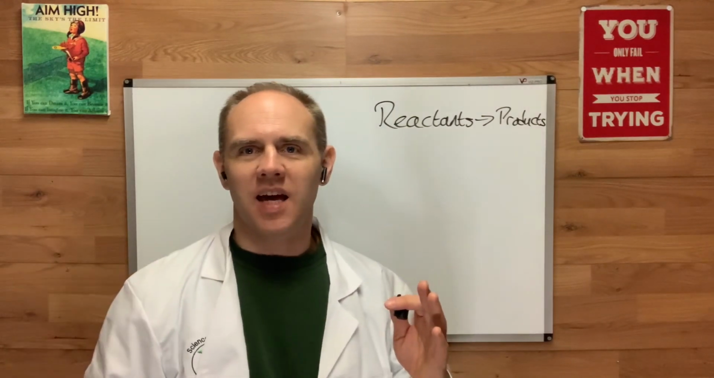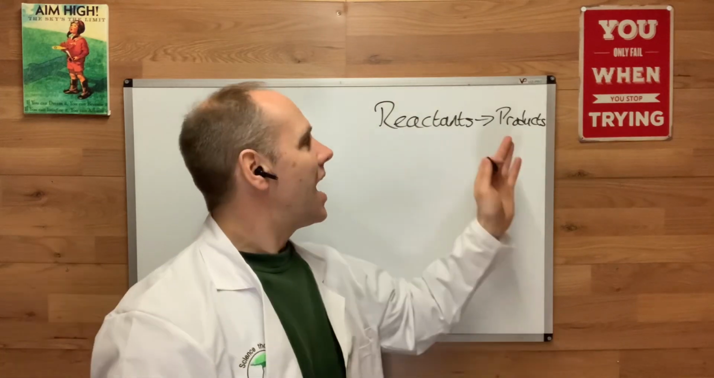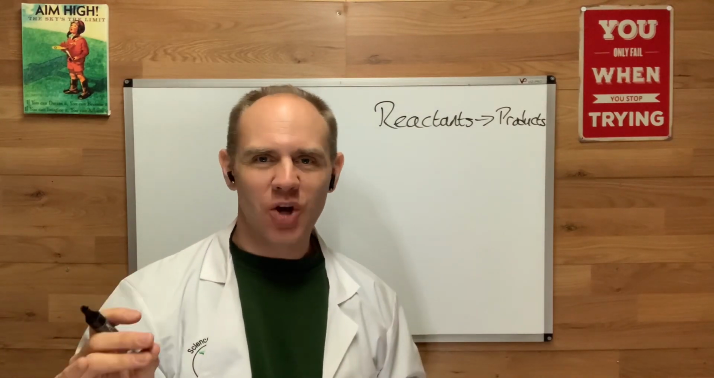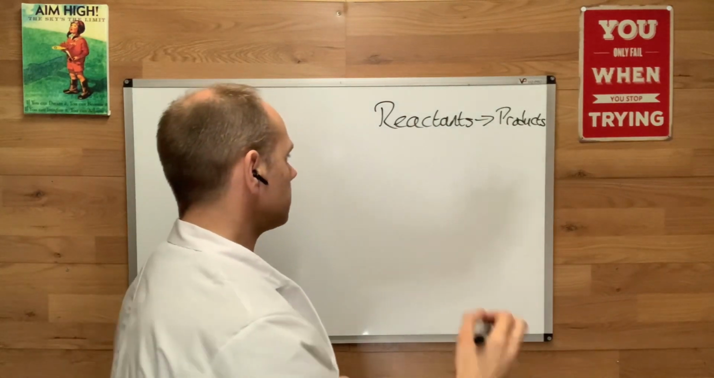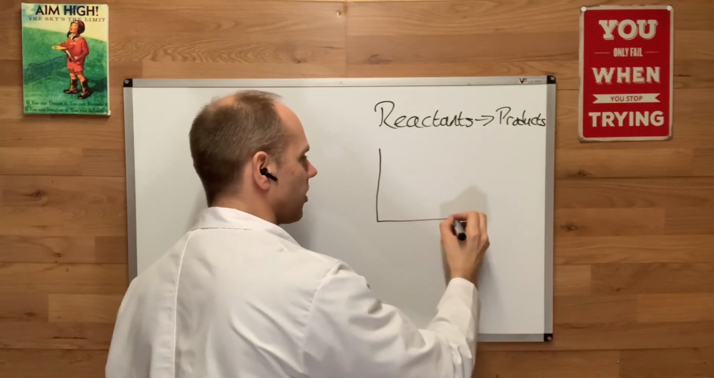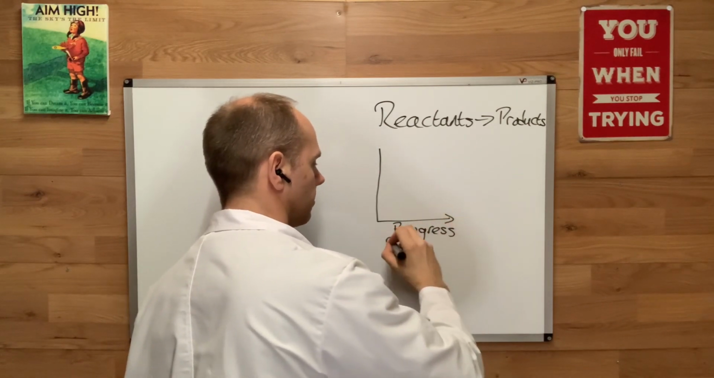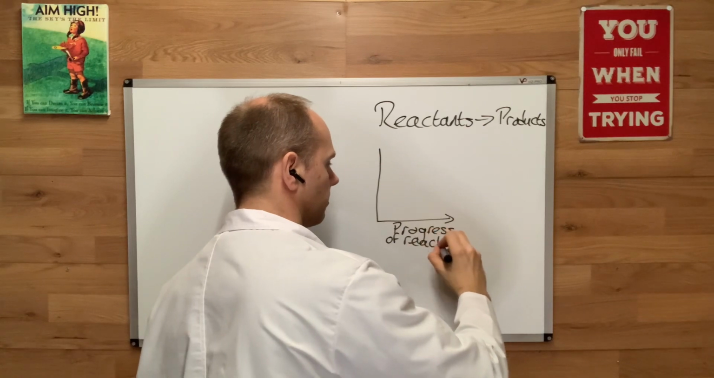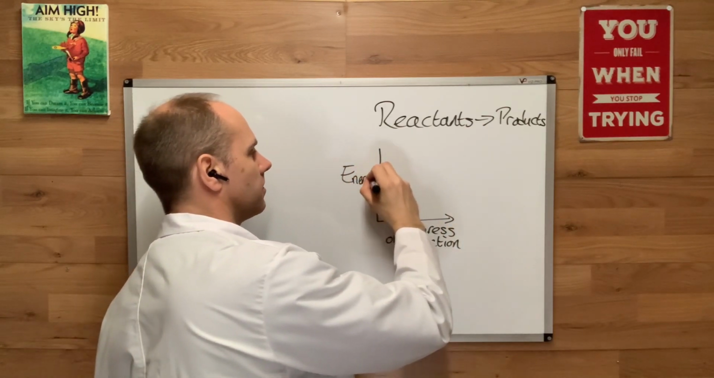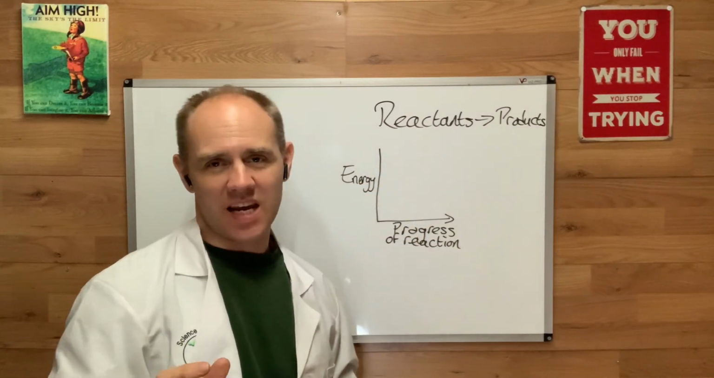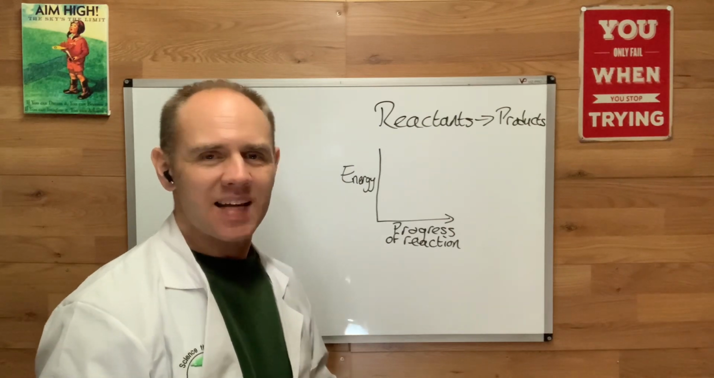So, simple idea. Reactants make products. I'm going to shorten reactants to react and products to prod in the two different kinds of energy profile diagrams I'm going to draw. So I'm going to start with this one. So I've got progress of the reaction here. And I've got energy here. Now in this case, I'm looking at heat energy. It doesn't really matter what kind of energy it is, but let's consider heat energy.